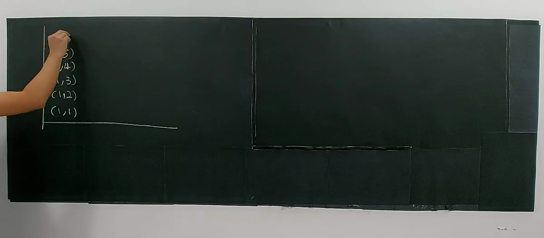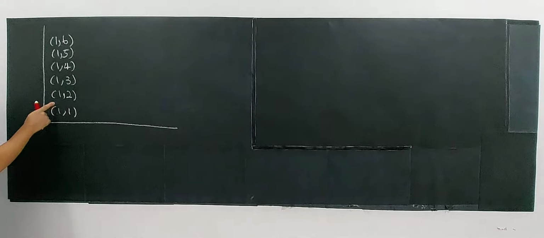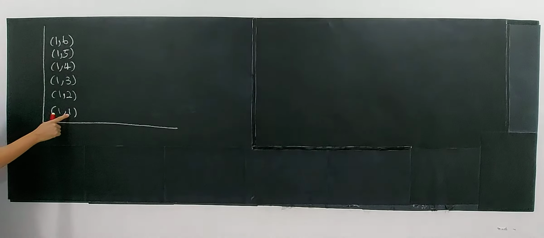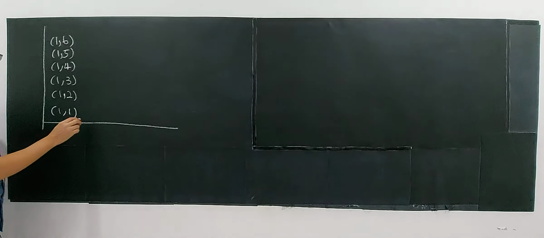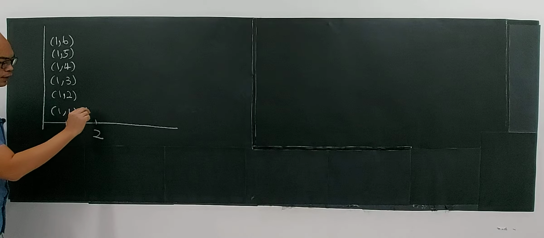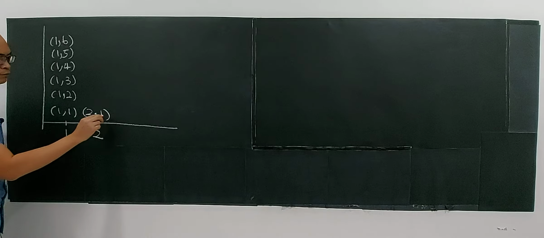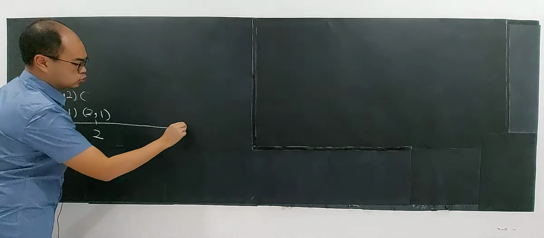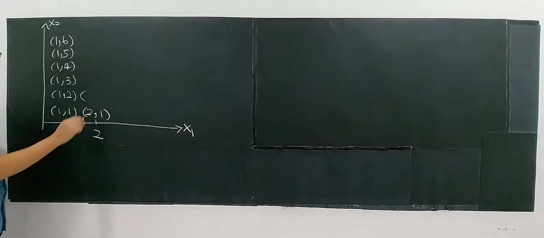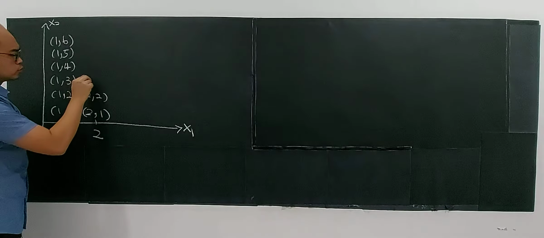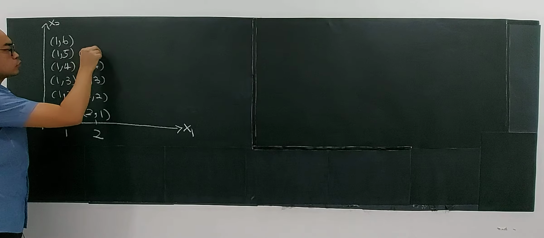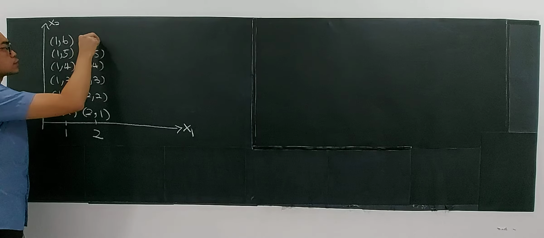So 1, 6, right? This is all the possibilities where the first dice is 1 and the next dice will be a different score. Maybe this is 1 for the first die, and the second dice maybe is 2. I label these x1 and x2, right? Then 2 1, 2 2, 2 3, 2 4, 2 5, 2 6.